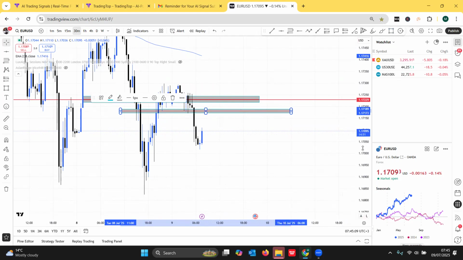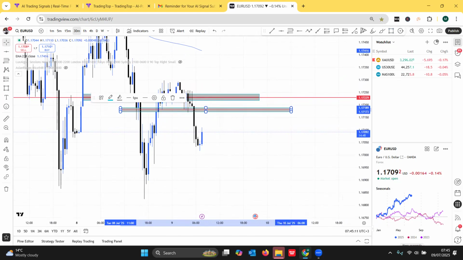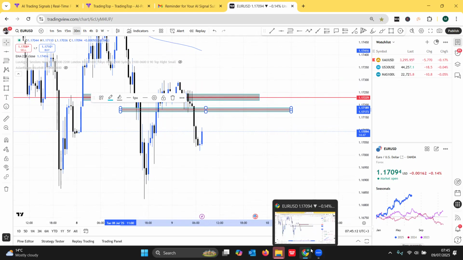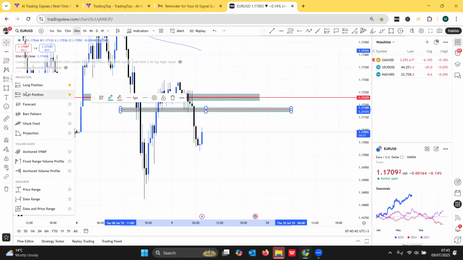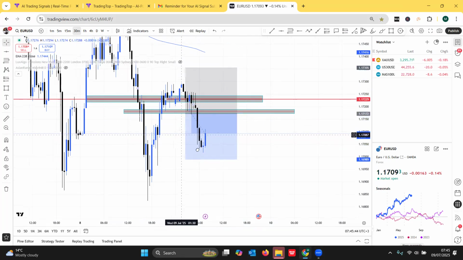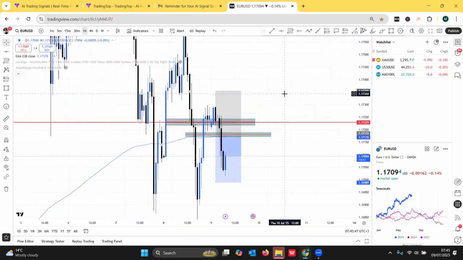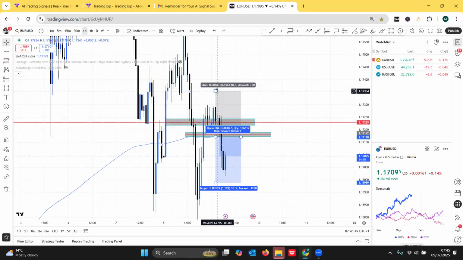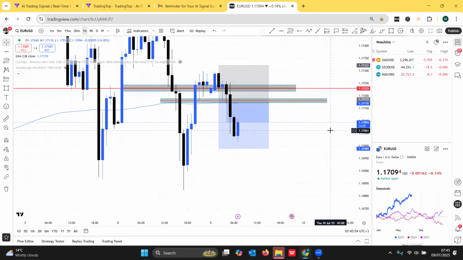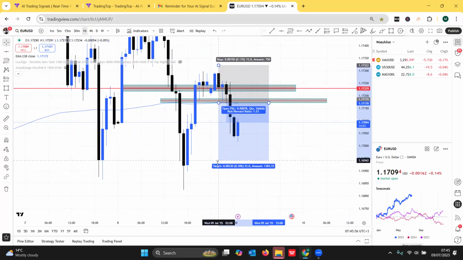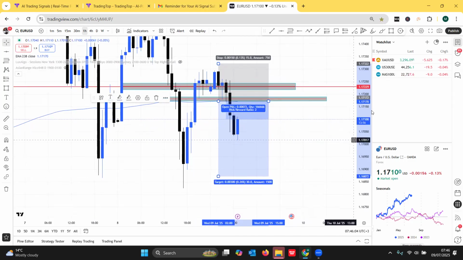Okay, when I have a break of this zone here, what I will do is I will have my entry here, and after having an entry here, I will have my stop loss above this zone. When I have my stop loss above that zone, I'll be able to have a 1:2 dropping all the way up to that zone. So that's how I usually use it.